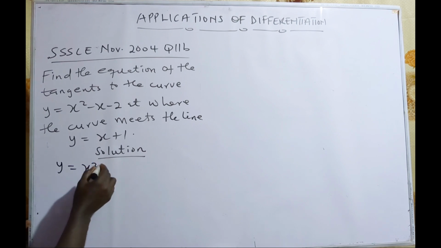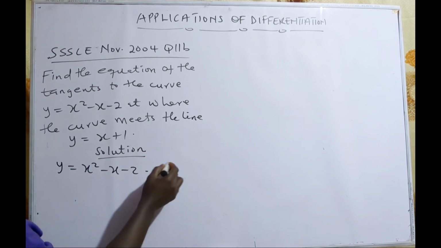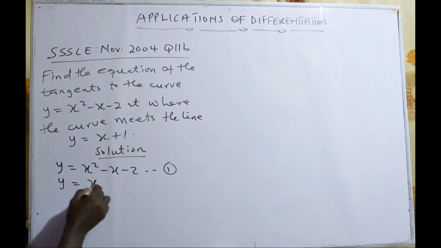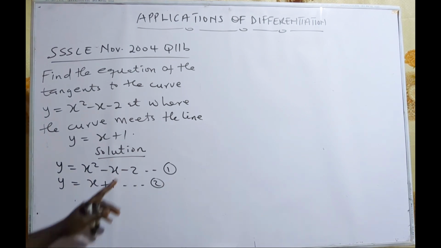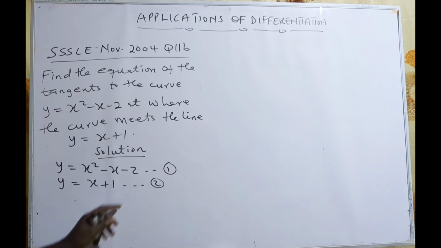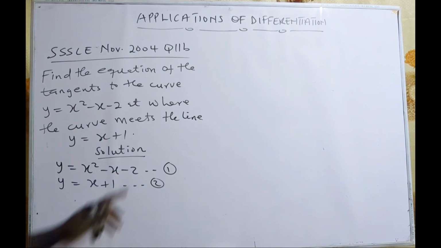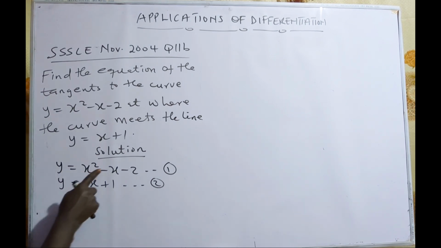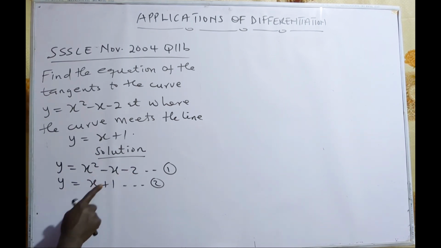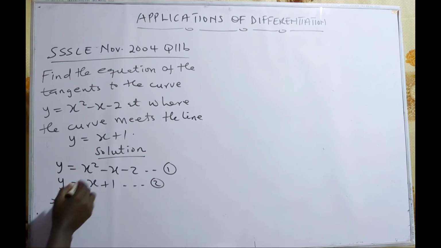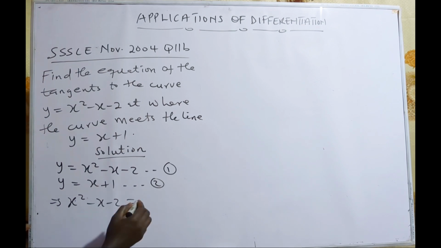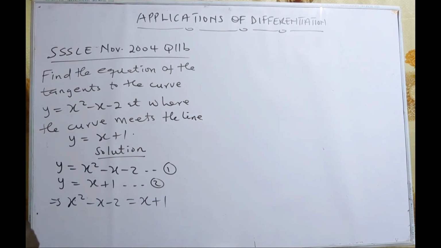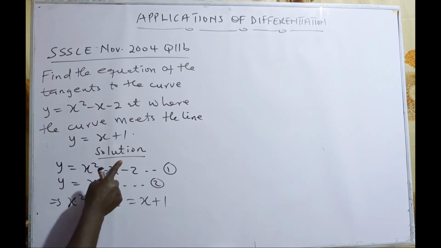Okay, right, so we have y equals x squared minus x minus 2, first equation, and y equals x plus 1, second equation. We are finding the point of intersection of the curve and the line. Since y equals x squared minus x minus 2 and y equals x plus 1, then x squared minus x minus 2 is equal to x plus 1. So y is equal to y, therefore this is equal to this.